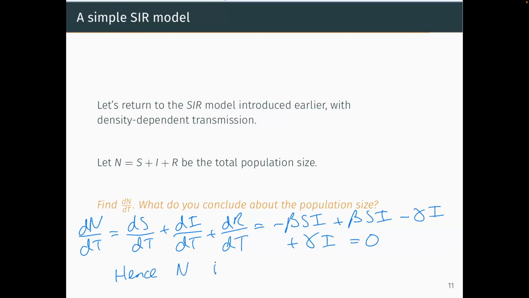So N is constant. So if you're not sure about whether a population size in these models is constant or not, just add up all the classes. Individuals have to be in one of these classes. So add up all of the classes, and that will give you the dN/dt, so the change in the population size. It's equal to 0, as it is here. Then we have what's called a closed population. There's no flow in or flow out of this population. When I say flow in and flow out, that flow in would be things like births or migration, and flow out would be deaths or emigration. So our population size is constant.